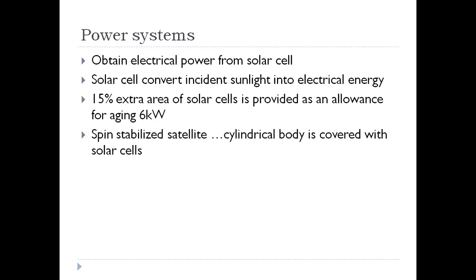A three-axis stabilized satellite can make better use of the solar cell area, since the cells can be arranged on flat panels that can be rotated to maintain the normal incidence of the satellite. Only one-third of the total area of solar cells is needed relative to the spinner, with some saving in width.